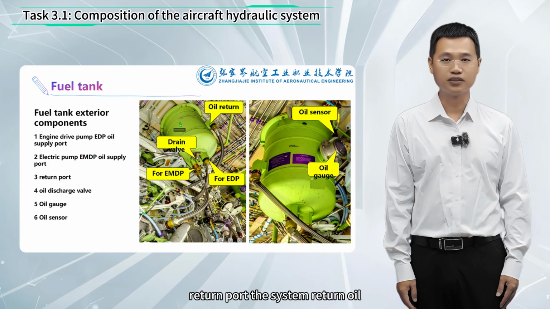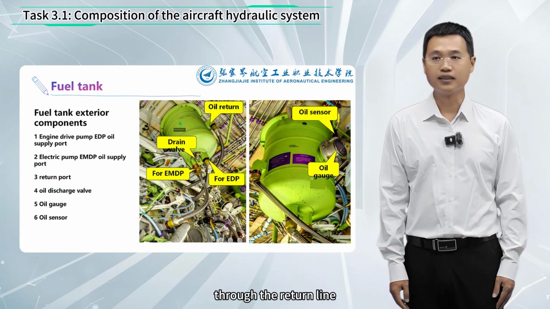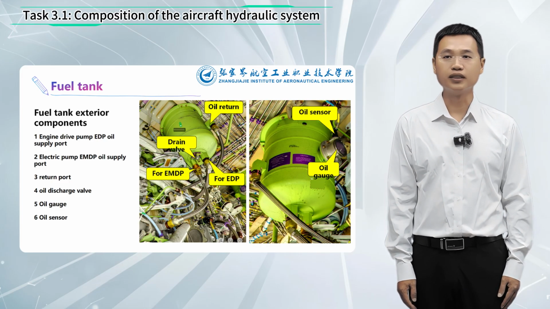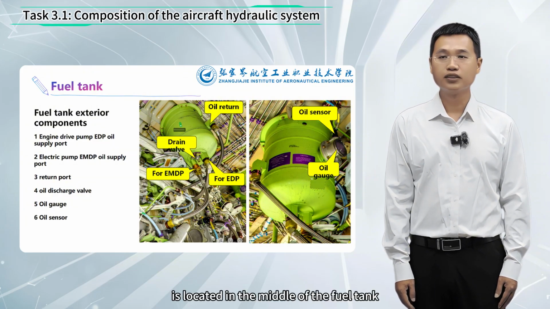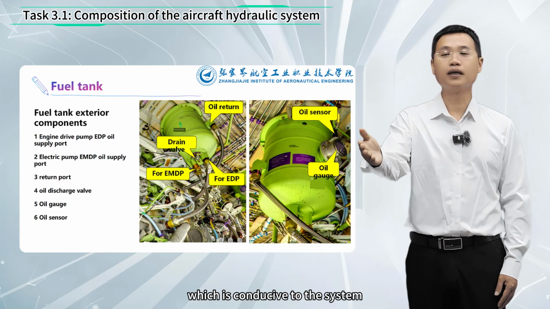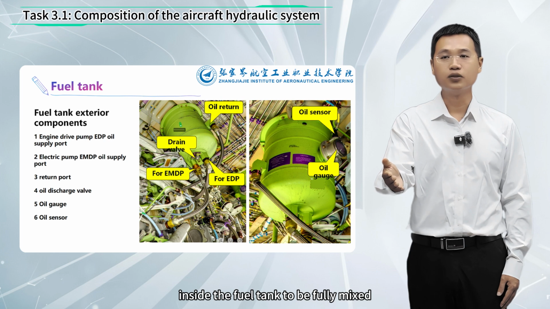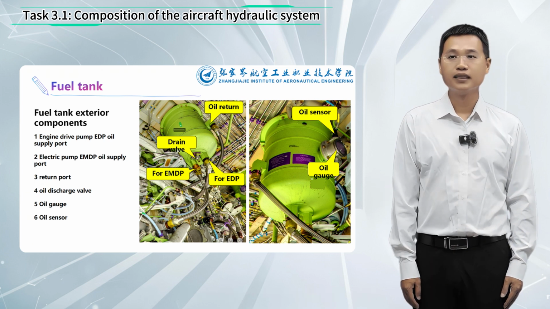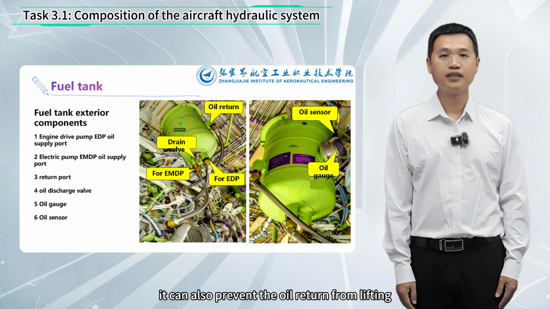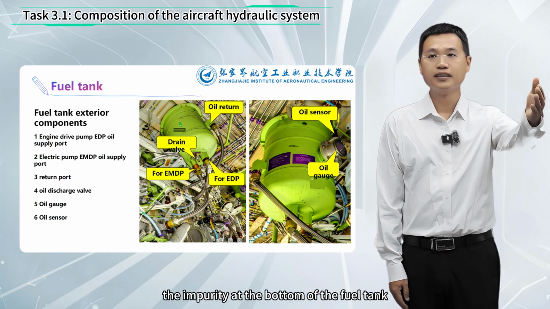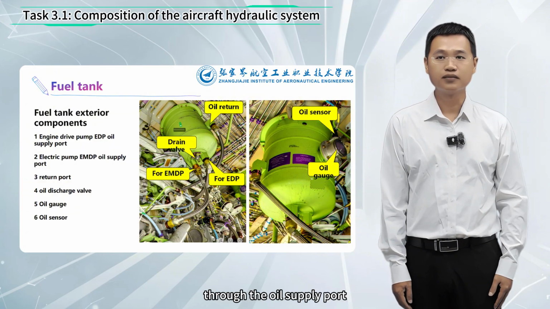3. Return port. The system return oil is returned to the hydraulic tank through the return line and the return port. Usually, the oil return port is located in the middle of the fuel tank, which is conducive to the system oil return and the hydraulic oil inside the fuel tank to be fully mixed and cool down quickly. At the same time, it can also prevent the oil return from lifting the impurity at the bottom of the fuel tank and sucking in the pressurized drive pump through the oil supply port.